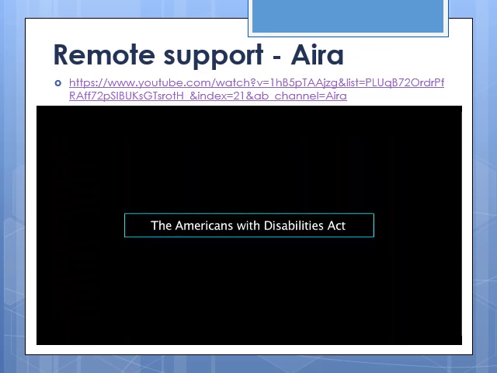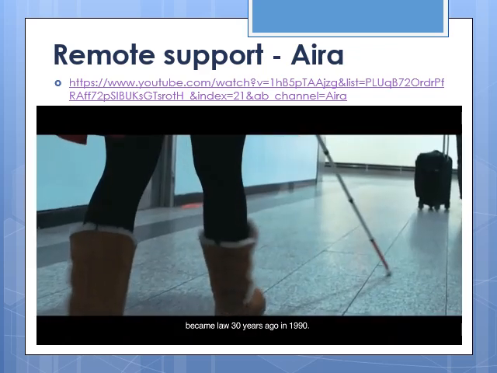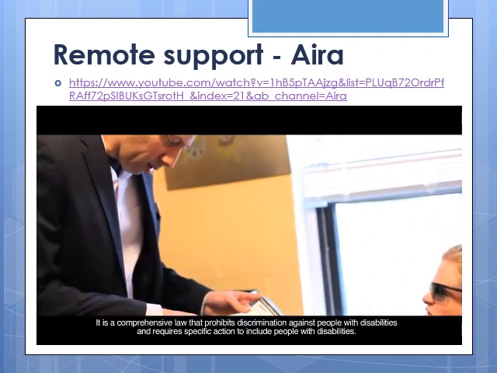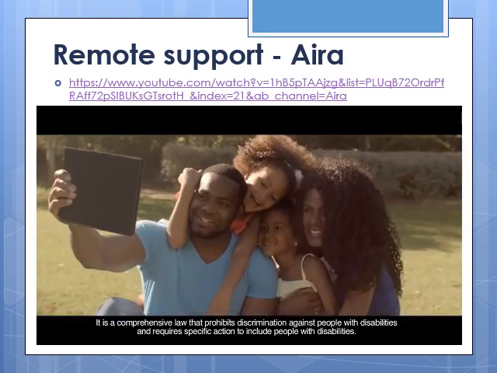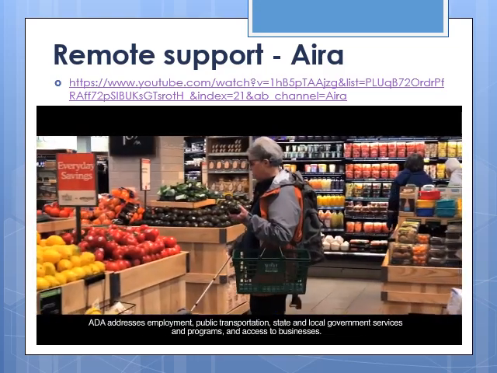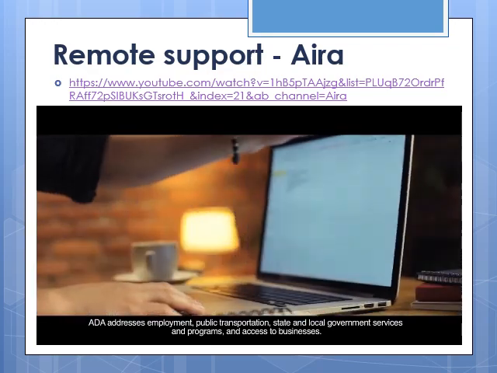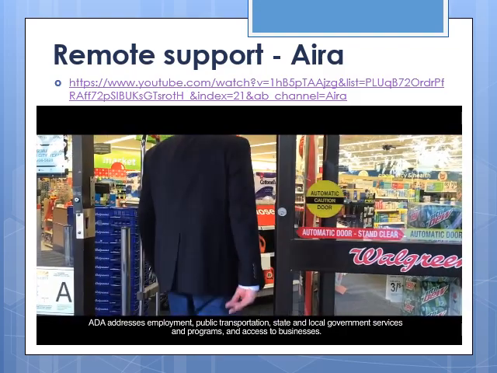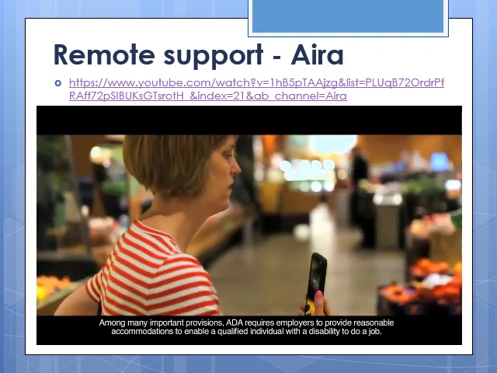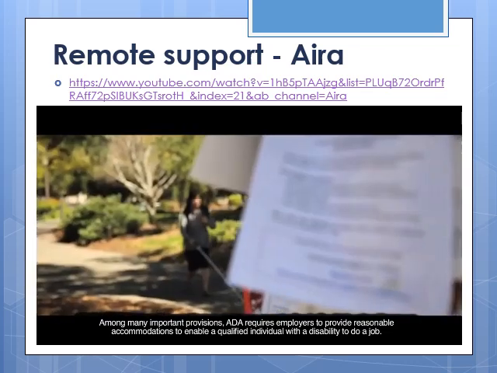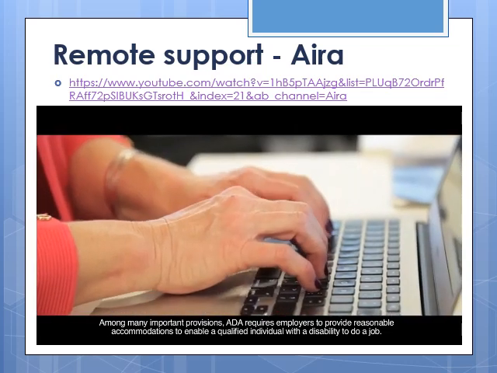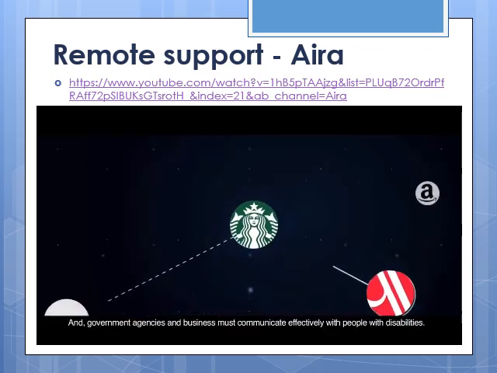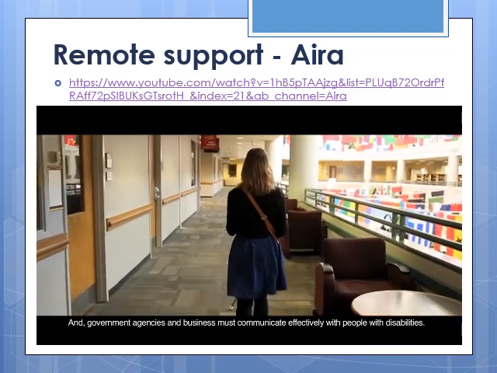The Americans with Disabilities Act became law 30 years ago in 1990. It is a comprehensive law that prohibits discrimination against people with disabilities and requires specific action to include people with disabilities. ADA addresses employment, public transportation, state and local government services and programs, and access to businesses. Among many important provisions, ADA requires employers to provide reasonable accommodations to enable a qualified individual with a disability to do a job. And government agencies and businesses must communicate effectively with people with disabilities.